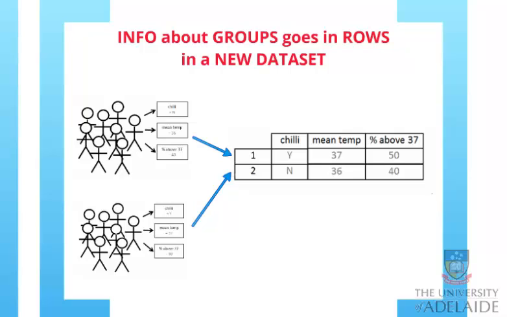So in this one I've got a situation where I've got a group which had chili and I measured their temperature, and a separate group which didn't have chili and I've measured their temperatures. And so I've been able to clump all the people in group 1 that had chili together, and I've recorded the mean temperature and the percentage of temperatures above 37 degrees. And then in the other group, which had no chili, I've recorded their mean temperature and the percentage above 37 degrees. This is called aggregate data, and also these are called summary statistics.